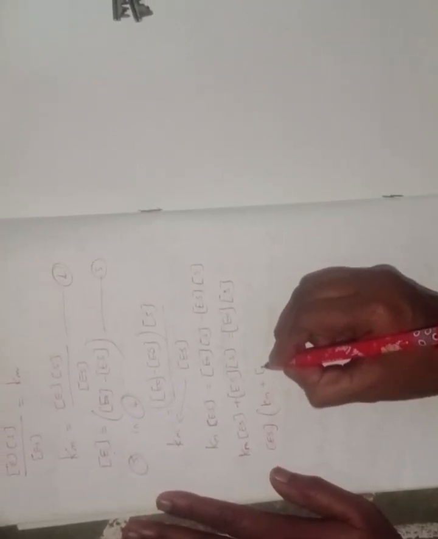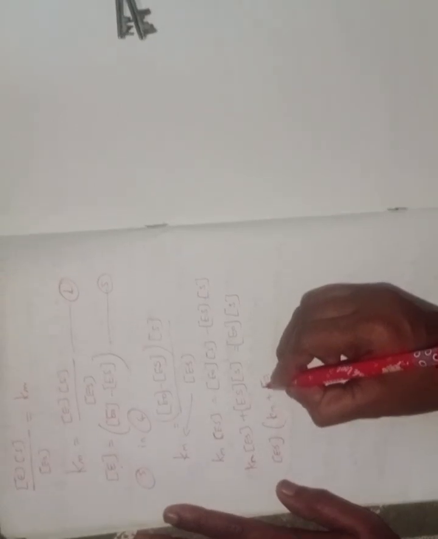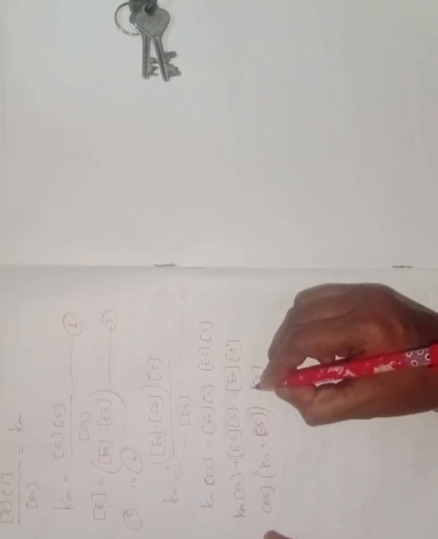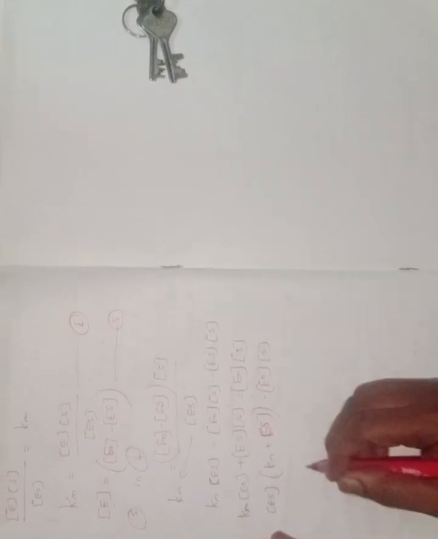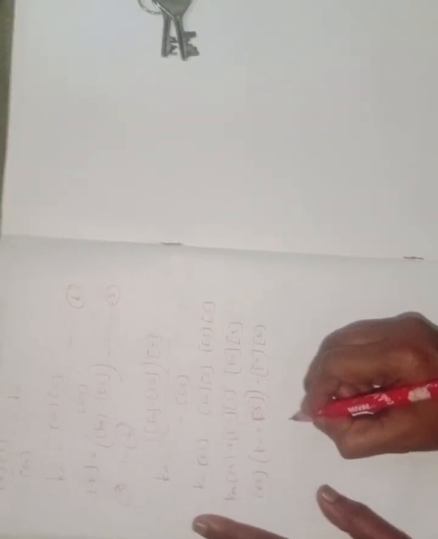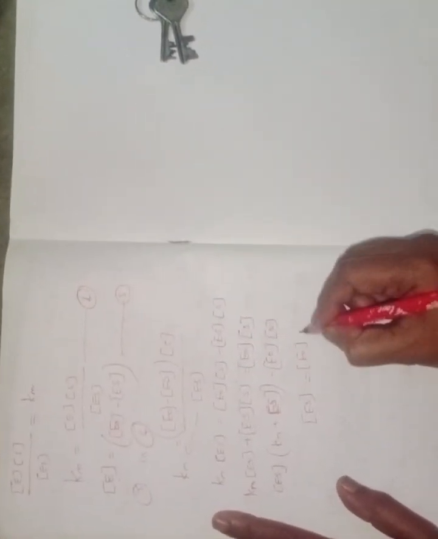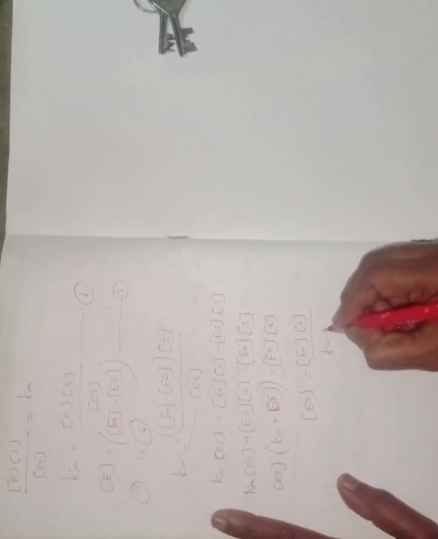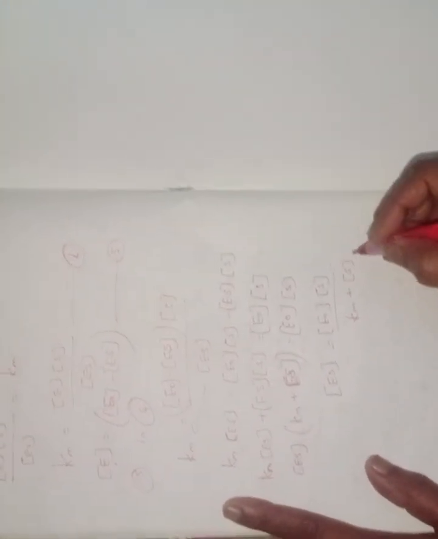So ES times Km plus S equals E0 S. Therefore ES equals E0 S divided by Km plus S.